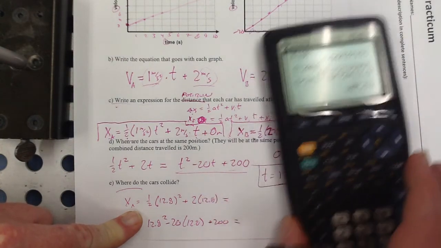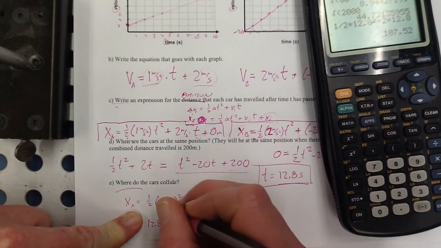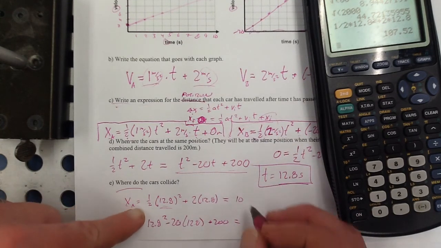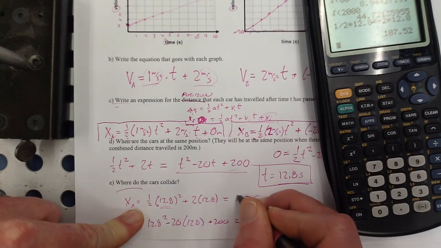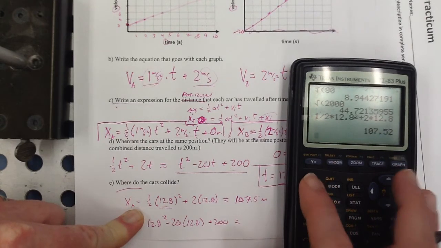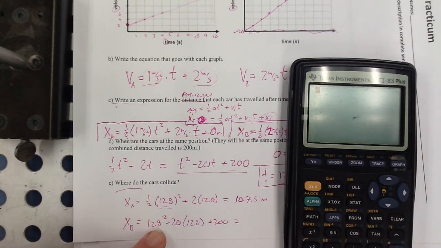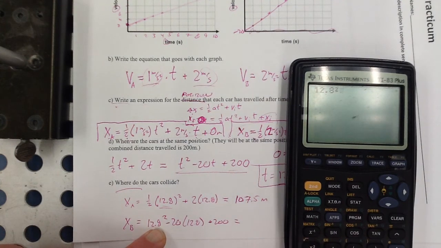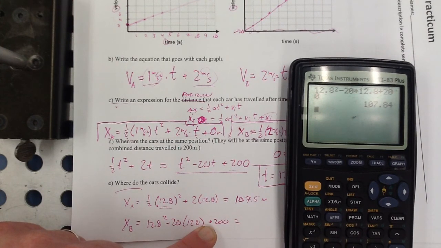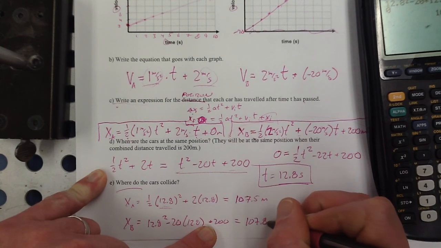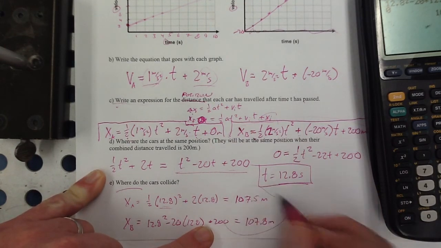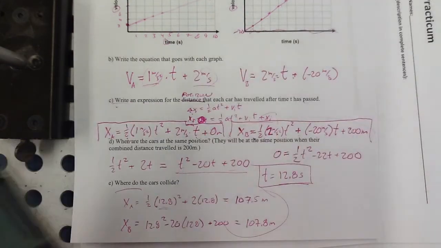That's about 107.5 meters. Now, I did round this number, so I'm not expecting to get exactly the same thing, but it should be certainly within a meter or something. The answer shouldn't be that different because of my rounding. And doing it this way, 12.8 squared minus 20 times 12.8 plus 200, 107.8. So if you're wondering which one would be the right answer on the test, Mr. McGrath, either one, or anything in between. All good. Alrighty.